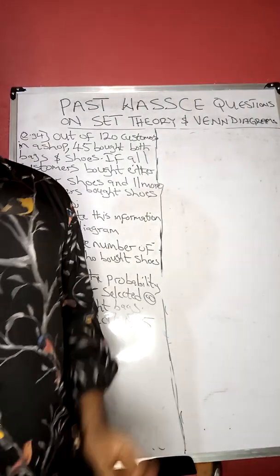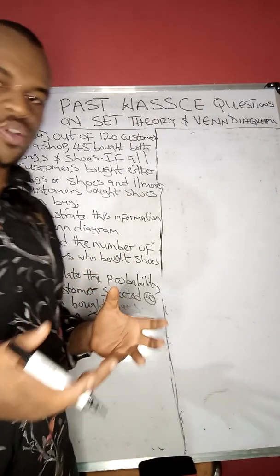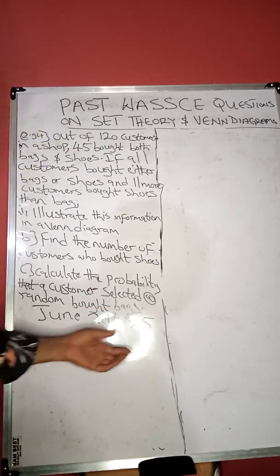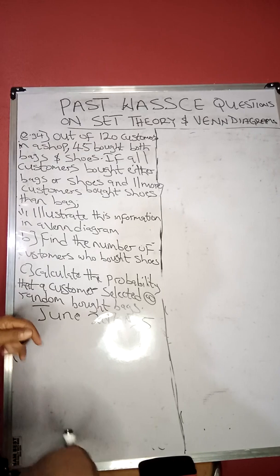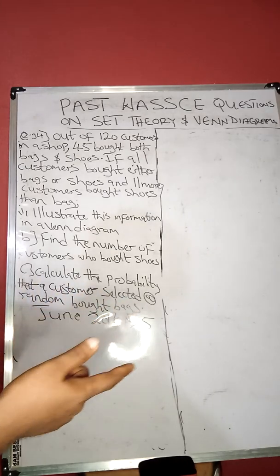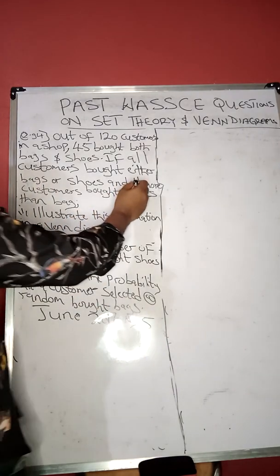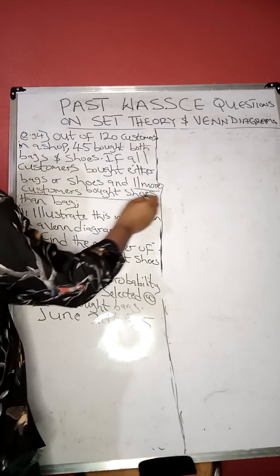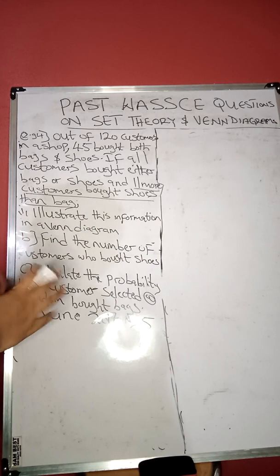All right, students. Now we have another question on the board, and it is from a more recent WAEC question, June 2017, number 5 in part 1. The question says, out of 120 customers in a shop, 45 bought both bags and shoes. If all customers bought either bags or shoes, and 11 more customers bought shoes than bags. Take note of this statement: 11 more customers bought shoes than bags. You know why I always try to confuse students, but when you understand your English, it will be easy.